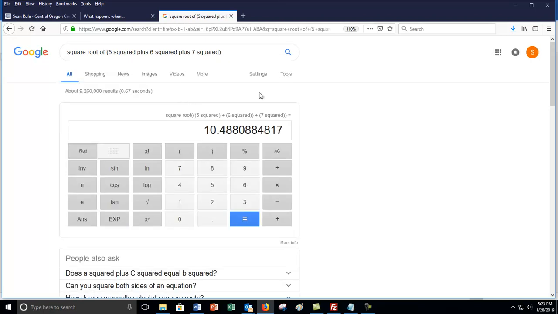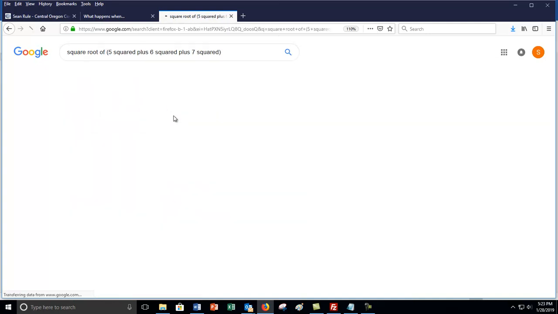So it can actually understand the words as well as the math. But again, remember, you need the parentheses, because if you don't use the parentheses, what it's going to do is take the square root of 5 squared, which is 25, plus 6 squared, that's 25 plus 36 is 61, plus 7 squared is 49. 61 plus 49 is 110. So you have to make sure you group all that stuff there.